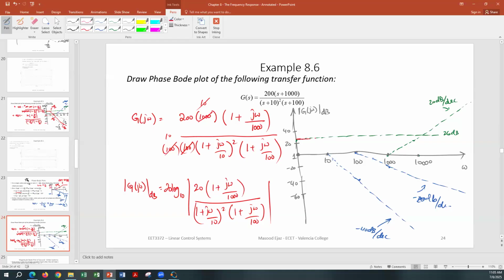Let's go ahead and do the total. 26 decibel until 10. Between 10 and 100, it's going to drop by negative 40 decibels. So 26 minus 40 is negative 14, right? Negative 14. So at 100, it should go to negative 14. Let's say here.